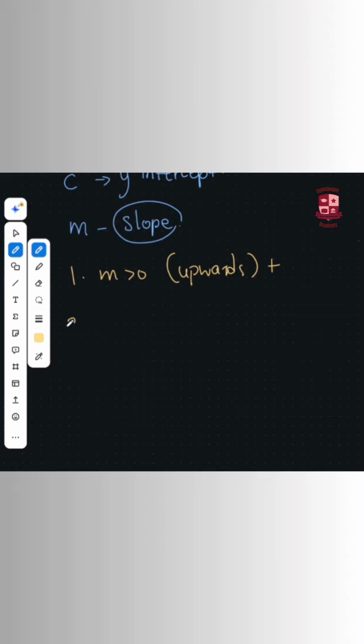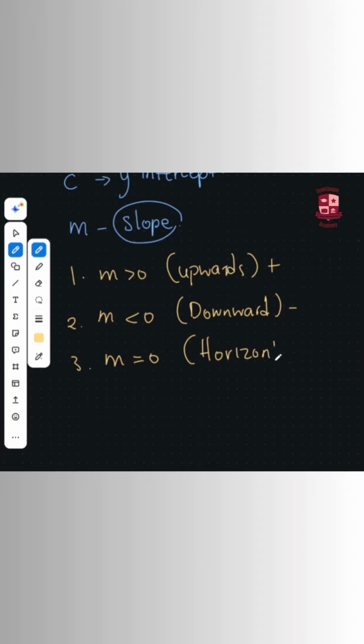The second condition is when we have m less than 0. This is where we have a downwards graph, which is negative. And thirdly, it is when we have m equals to 0. This is when we have a horizontal line.